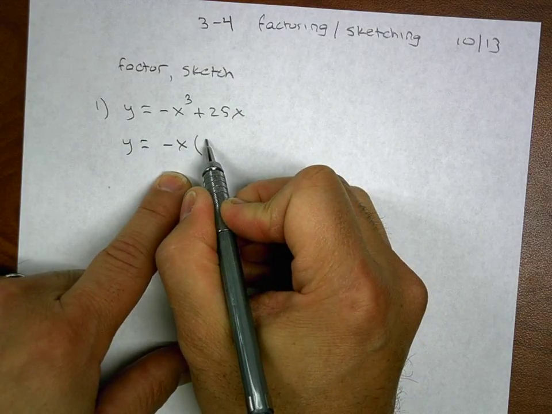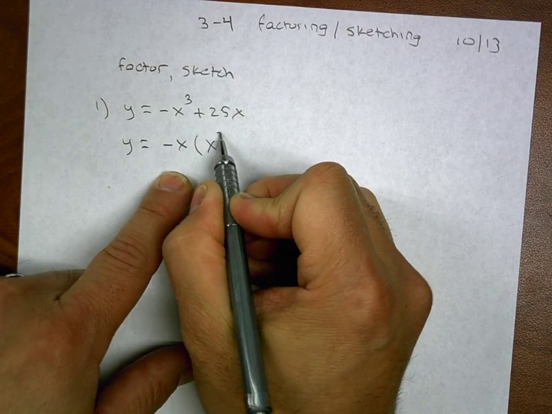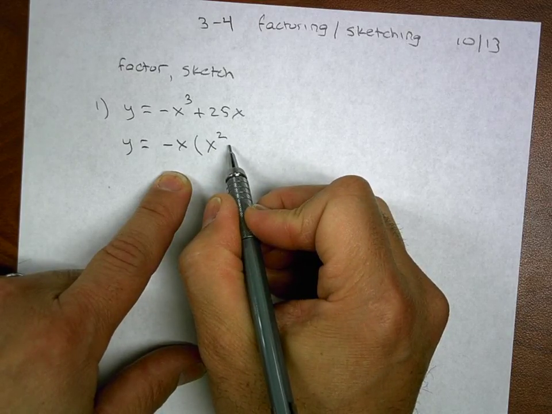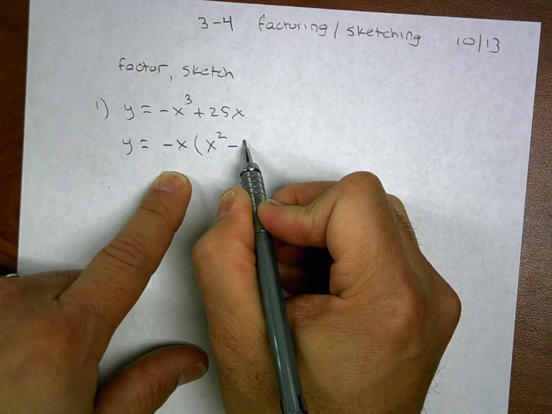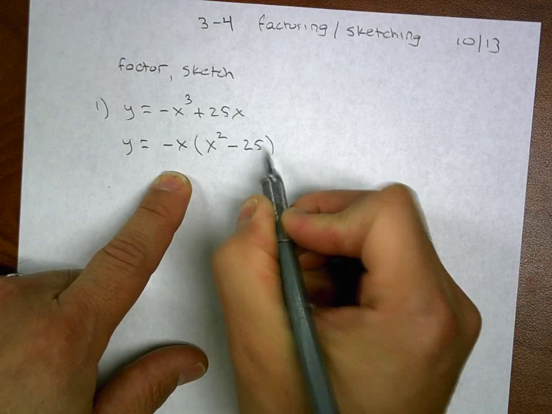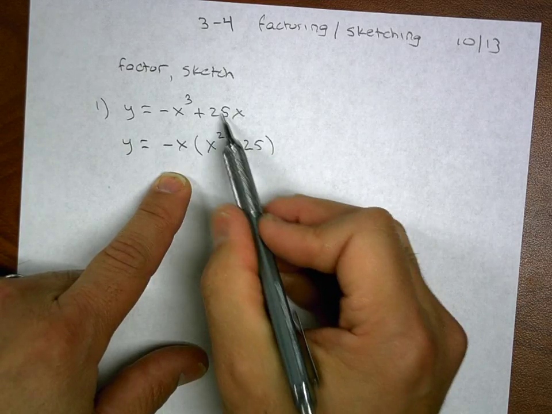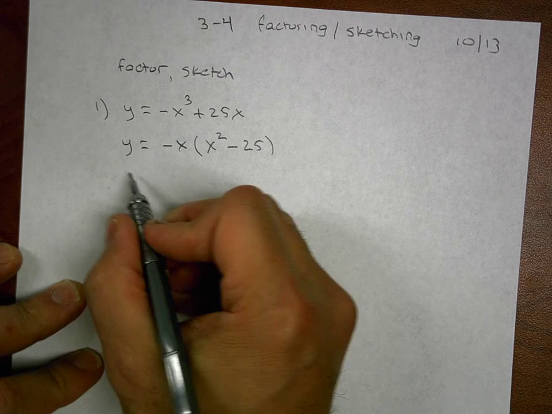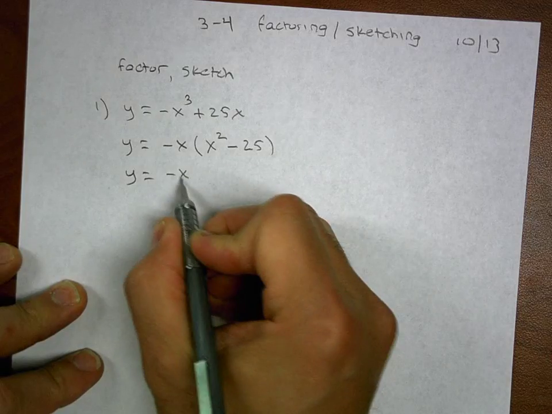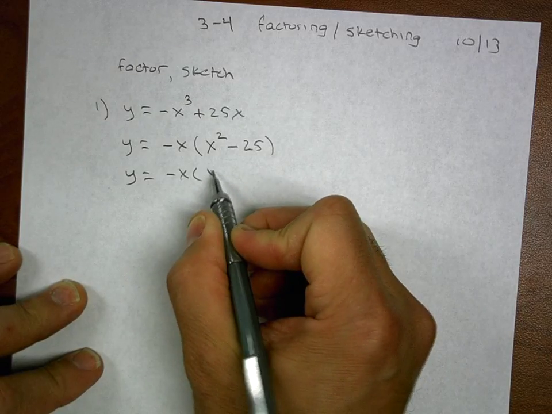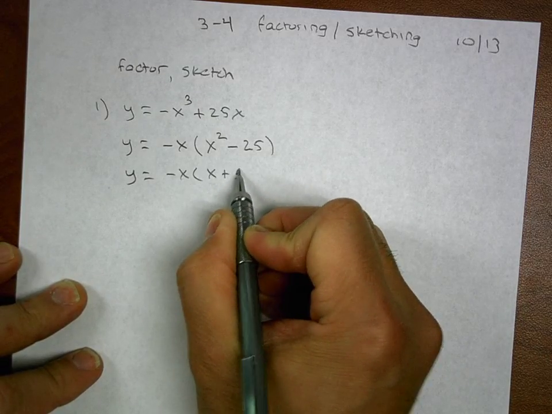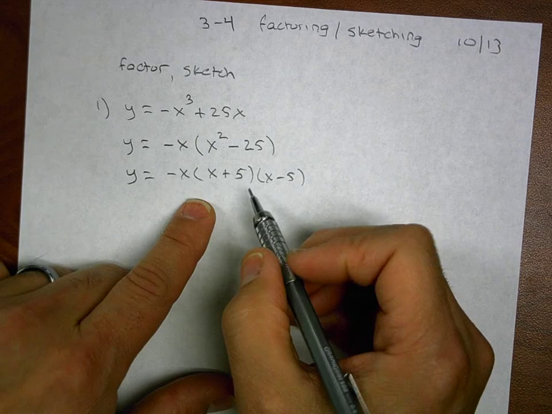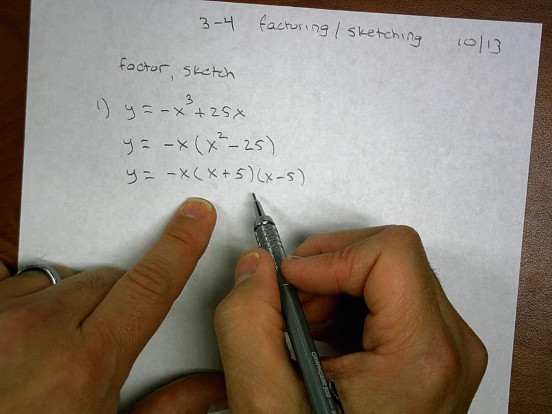So what do we have? x squared, right, because that's negative x cubed, plus or minus? Minus 25. Right, so negative times a negative, positive 25. So we're good. There we go. Does this factor further? Yeah, it does. So y is equal to negative x times x, difference of two squares, x plus 5 times x minus 5. Okay, now does this look graphable? It does. So we're good.